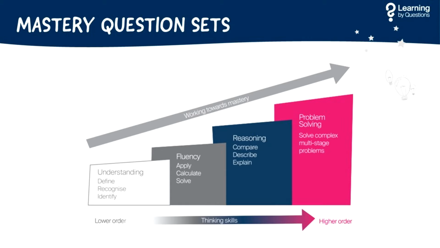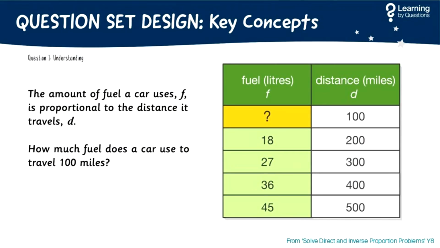The best way to show you how this structure works in practice is to highlight a few of our questions from one of our question sets. The question set I've chosen to look at is solve direct and inverse proportion problems. Question 1 typically introduces a topic and in this case addresses the concept of a multiplicative relationship. This notion underpins the entire question set.